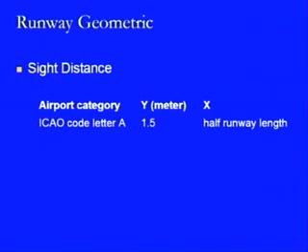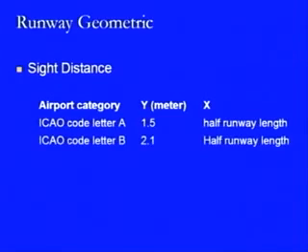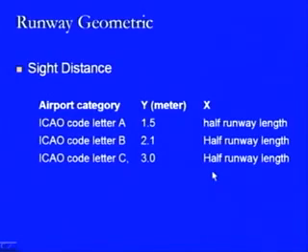Here we are looking at the side distance condition with respect to the airport category, and we have two values, y and x, in meters. As far as ICAO code letter A is concerned for the airport category, y is 1.5 meters and x is half of the runway length. Then for code letter B, it is 2.1 meters, where x is half of the runway length, and for code letter C, it is 3 meters, x remains the same, and these are the conditions for C, D and E also.